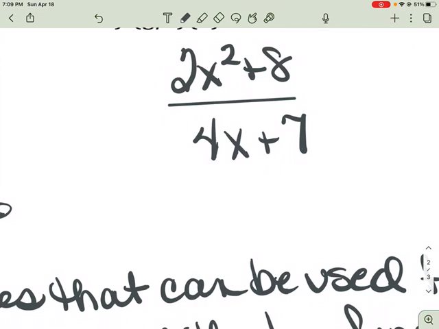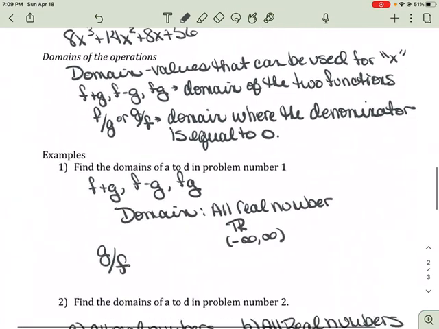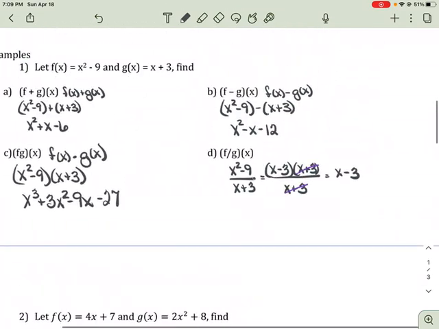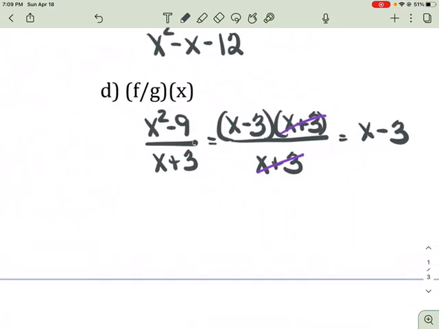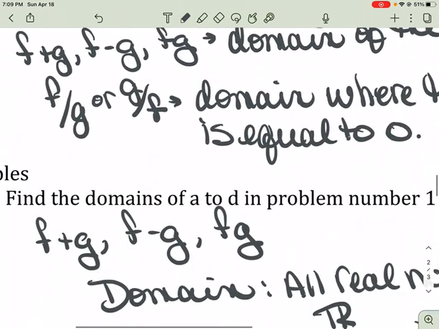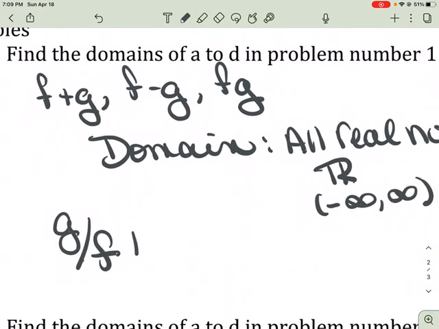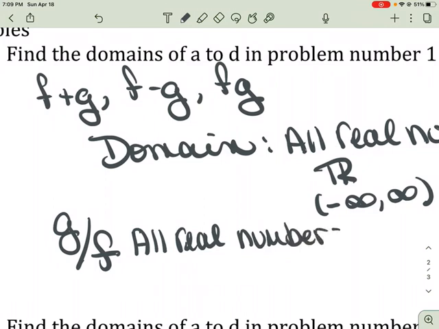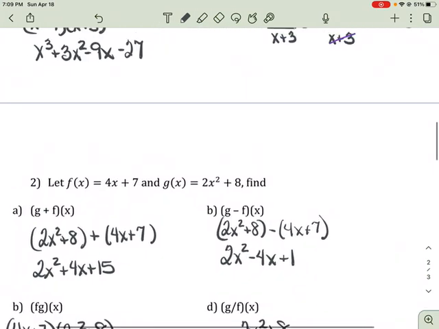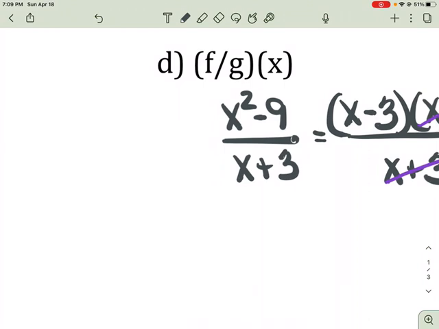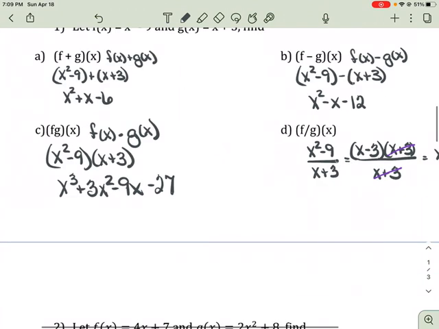Okay. All right, so we have to take a look at where 4x plus 7 is equal to 0. Oh, wait, wrong, sorry. That was problem number 2. Before we divided, we have to look at where x plus 3 is equal to 0. So we can agree that it's going to be all real numbers. X cannot equal negative 3, because that would cause the denominator to be equal to 0.